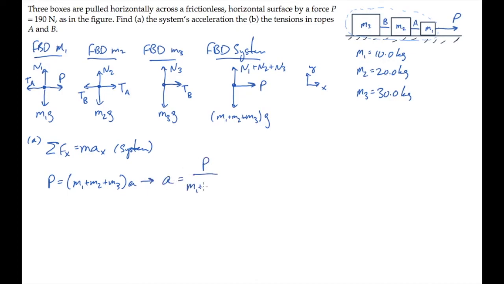Solve this for the acceleration a. It equals the pulling force divided by the sum of the masses, which is 60 kilograms. And this works out to 3.17 meters per second squared.